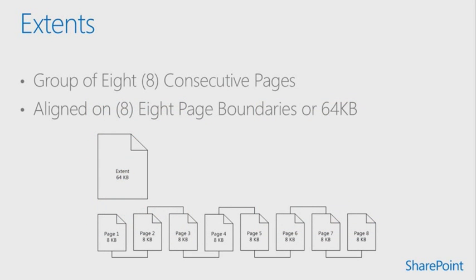So starting at the beginning of each data file, extents and all of their properties are exactly the same depending on the version of SQL Server you're using. If you look at the illustration on the screen, we have 8-page boundaries, or otherwise 64K, or an extent.